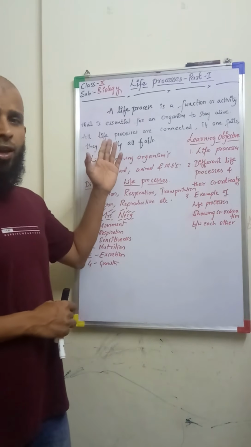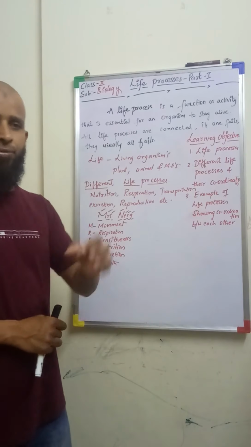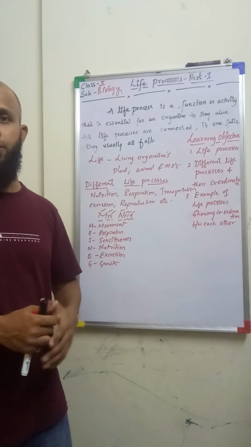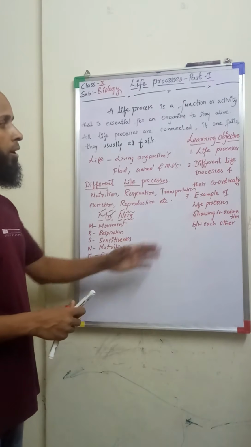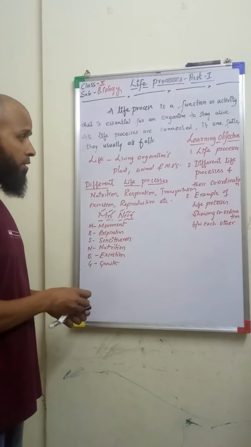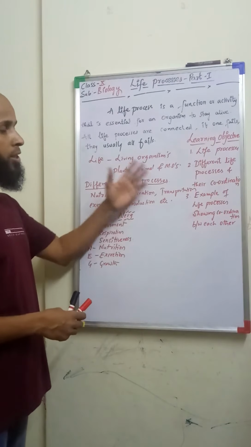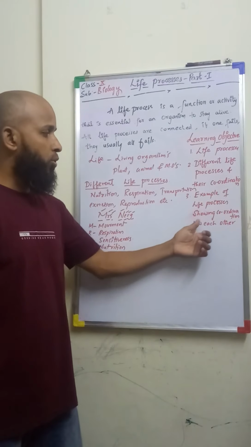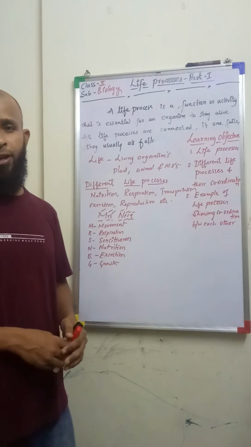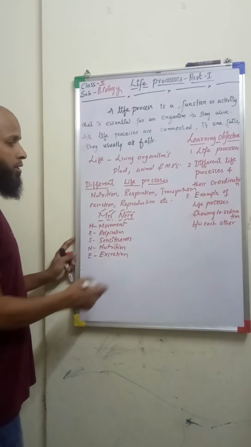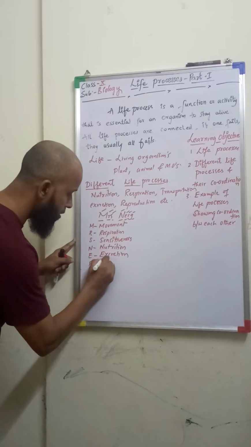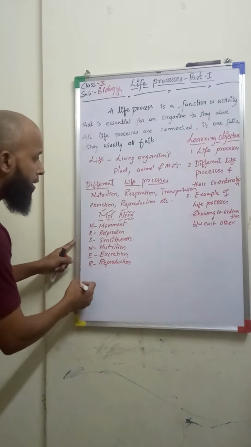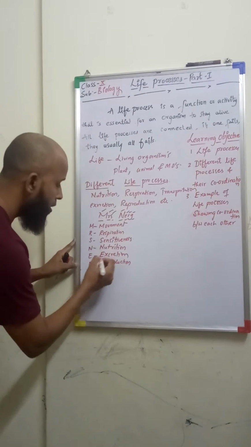Now all the life processes are connected. If one life process fails, then usually all fail. Let me explain this with an example, showing how they are coordinated with each other. The letter R is reproduction. And the letter G, growth.